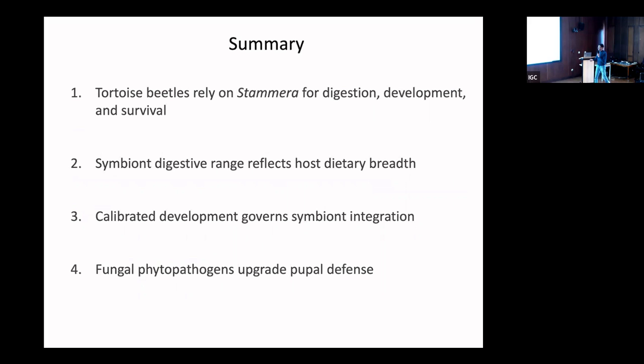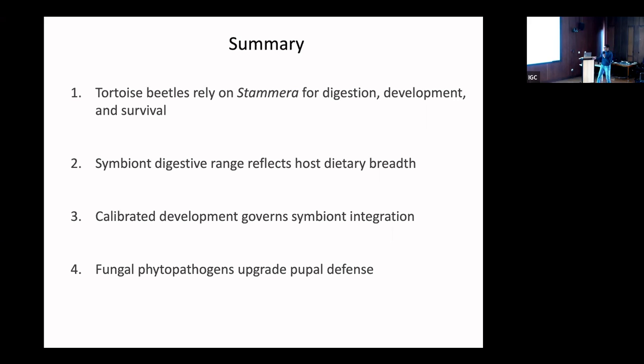And so with that, I'd like to, hopefully I was able to convince you that cassadine leaf beetles are an interesting system to study symbioses. They have symbionts that allow them to deconstruct complex plant polymers, and that allows them to develop and eclose at normal rates. And two, that there is variation in what the symbiont introduces from a metabolic standpoint, and that appears to correlate with the ecological range of the beetle.